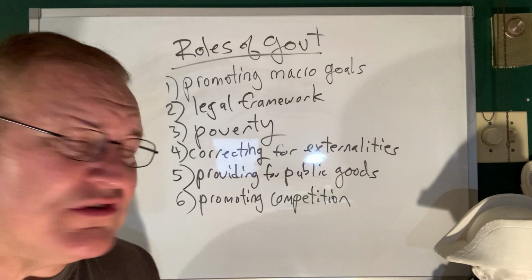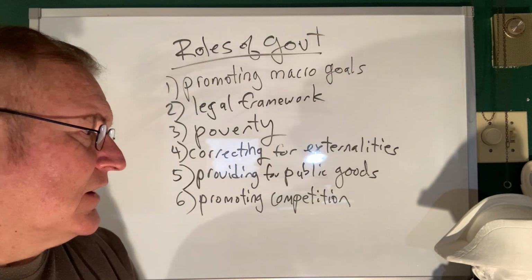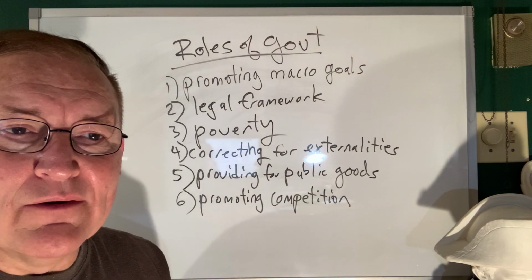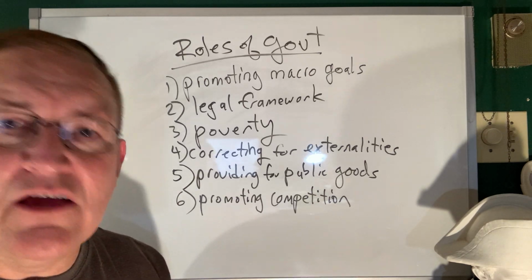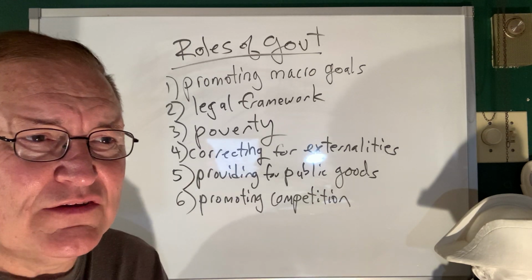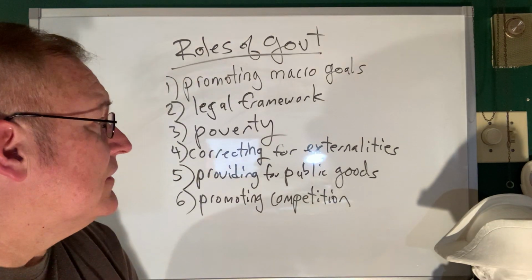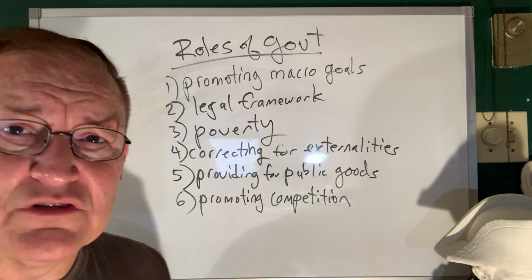So that's kind of a high-level look at some of the roles of government. Notice what's not on there. What's not on there is making sure that everybody in society has everything equally. In fact, equality is something that hasn't traditionally been part of the government's role.